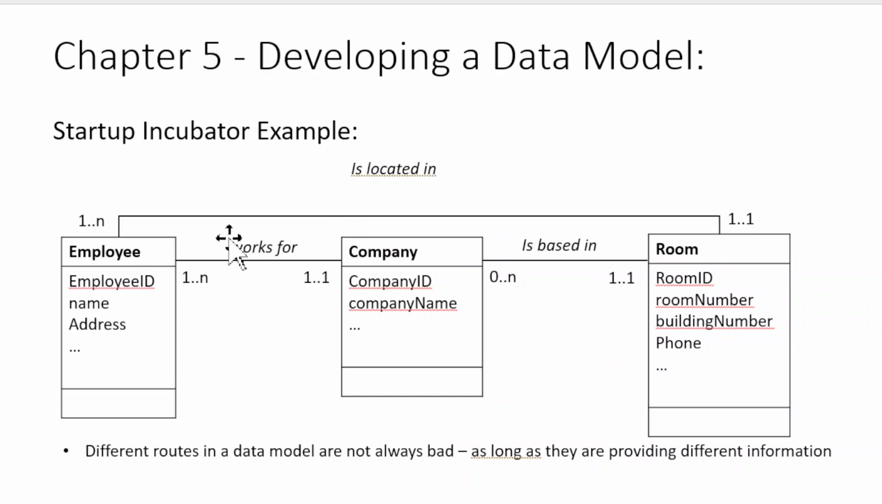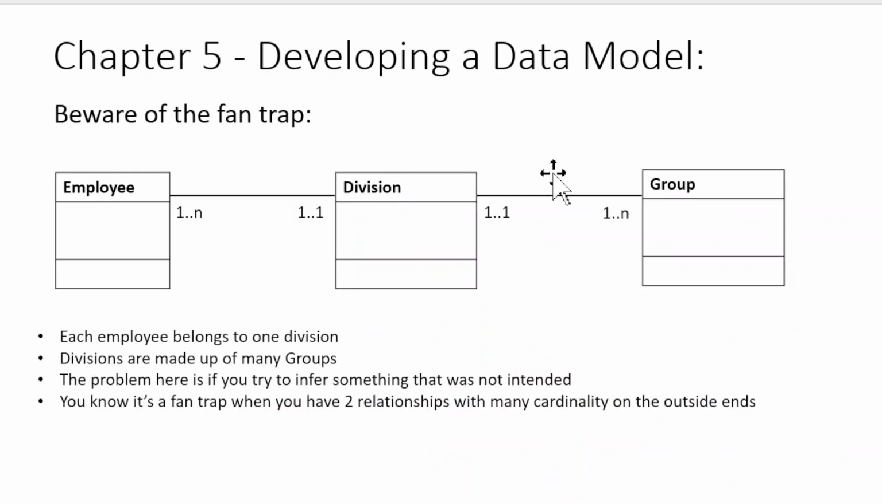It's not necessary because, as an employee for a company, I could infer what room you're in based on the company you're in. I don't need this extra relationship here. But you can have more than one path. It's not incorrect, but it's only necessary as long as it's providing different information. And believe me, this becomes more and more complex as your data models grow to dozens and sometimes even hundreds of classes. Okay, you're going to look at some traps you've got to worry about here.